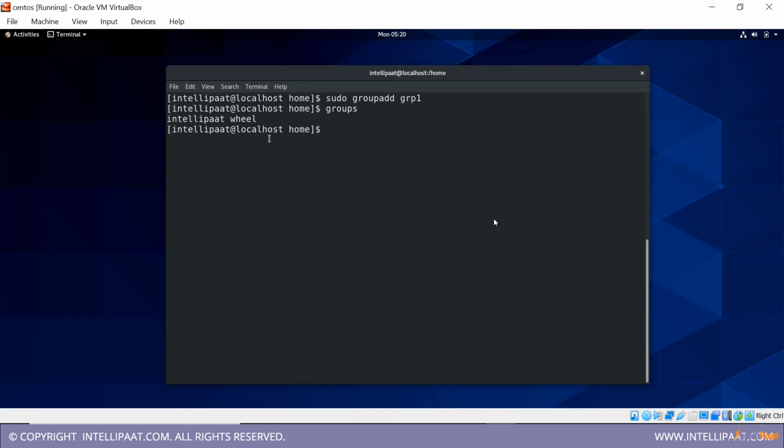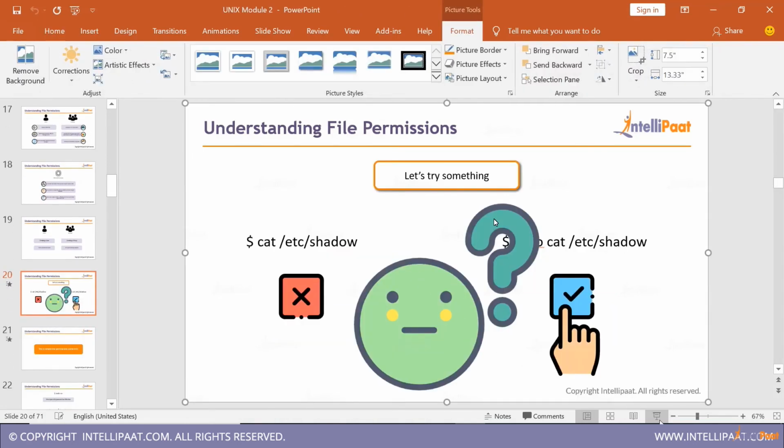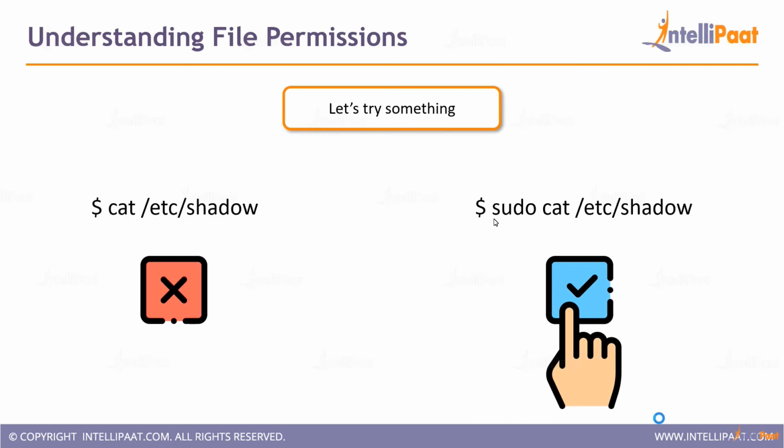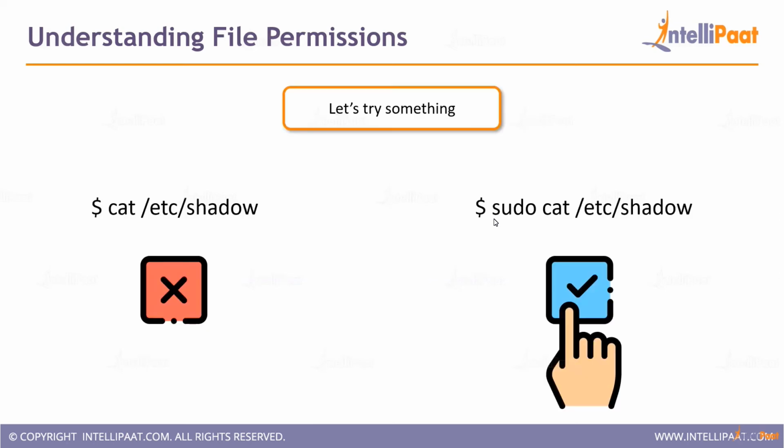You can already see there is a group called IntelliPad and a group called wheel, and we have created a group right now. So one more thing, let's try something with file permissions. We have created a user and a group. This is how we create them. I just wanted to show that first. Now let's try one thing.